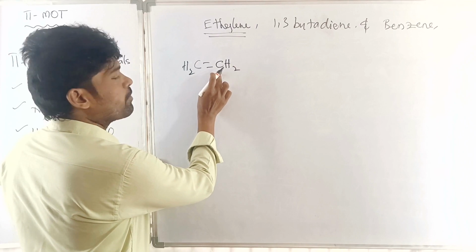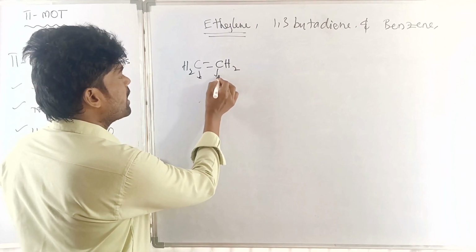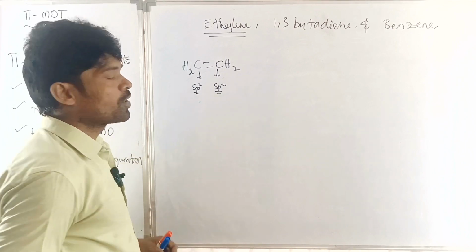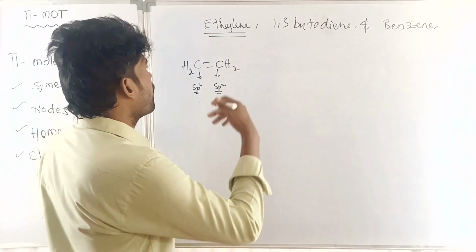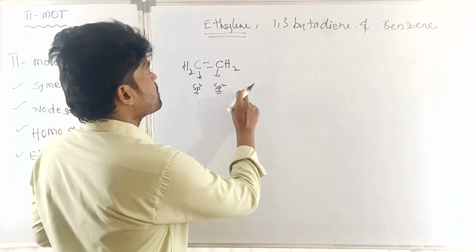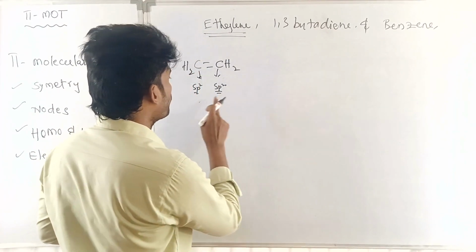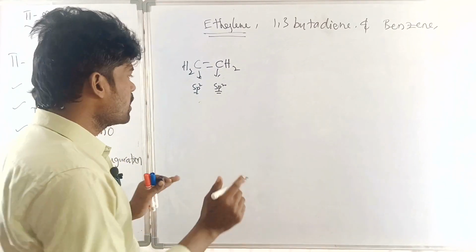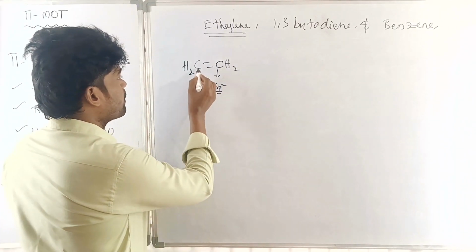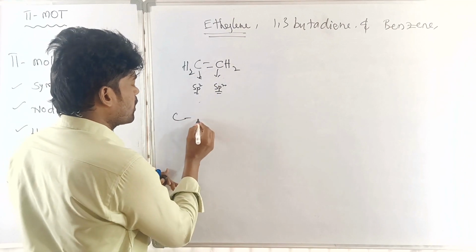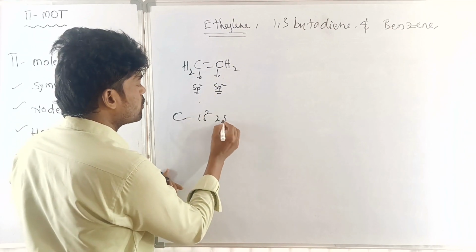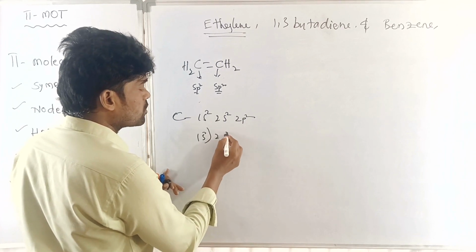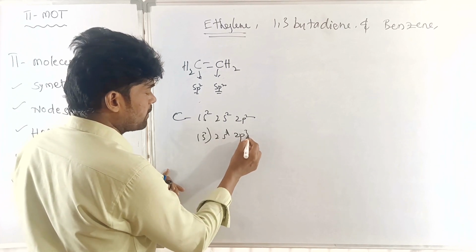Now, in this ethylene molecule, carbon atom is in sp2 hybridization. So, to explain these examples, we have to know what is sp2 hybridization. Hybridization means, let me take this example, carbon. Electronic configuration is 1s2, 2s2, 2p2. In excited state, 1s2, 2s1, 2p3.